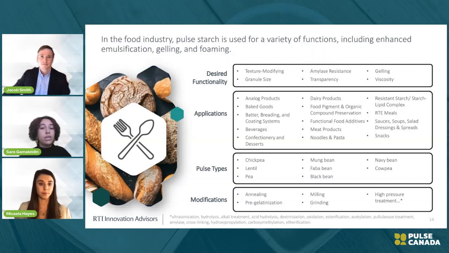In terms of application, again, very wide. I want to highlight noodles and pasta as well as baked goods because within the patent set that we looked at, those were two of the most common applications that we've seen. Pulse types, we have chickpea, lentil, pea, and a few others, but really the main one was pea starch. And then in terms of modification, there was also quite a few of them.